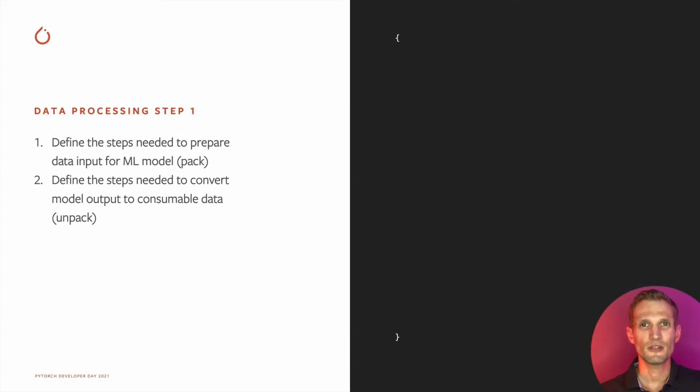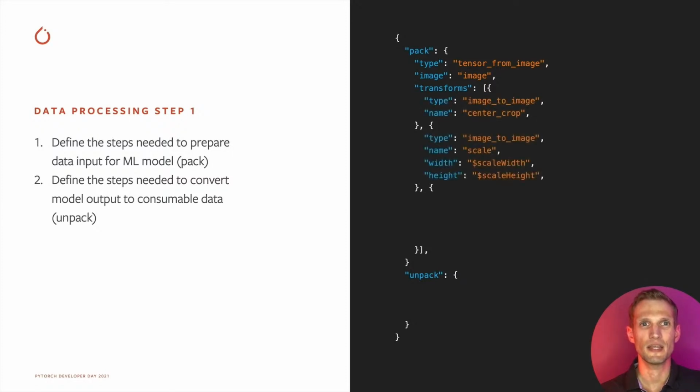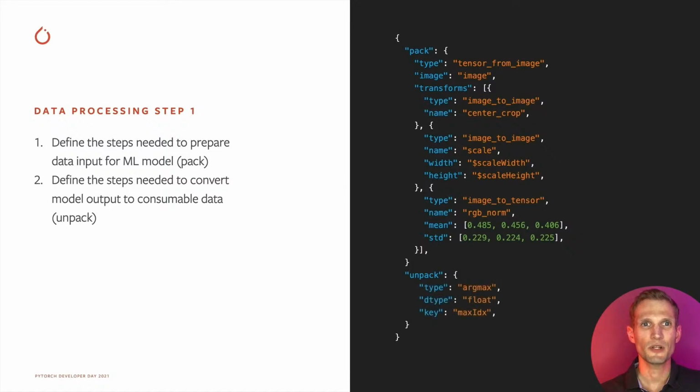A specification consists of two parts, a pack definition and an unpack definition. The pack converts input data such as an image to a tensor. The unpack converts the model output into consumable data. The tensor from image transforms an image to a tensor using 3 transforms: a center crop transform, a scale transform, and an RGB normalization. The unpack definition will compute the argmax on the model output and return it as a result.